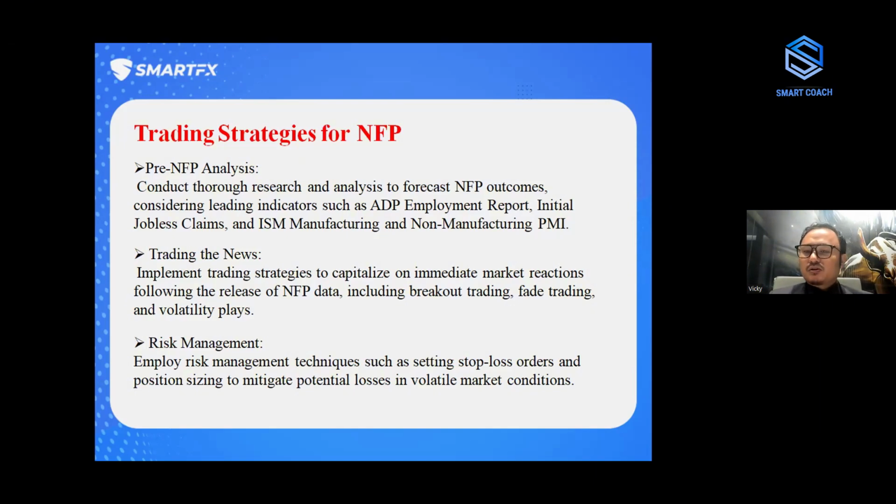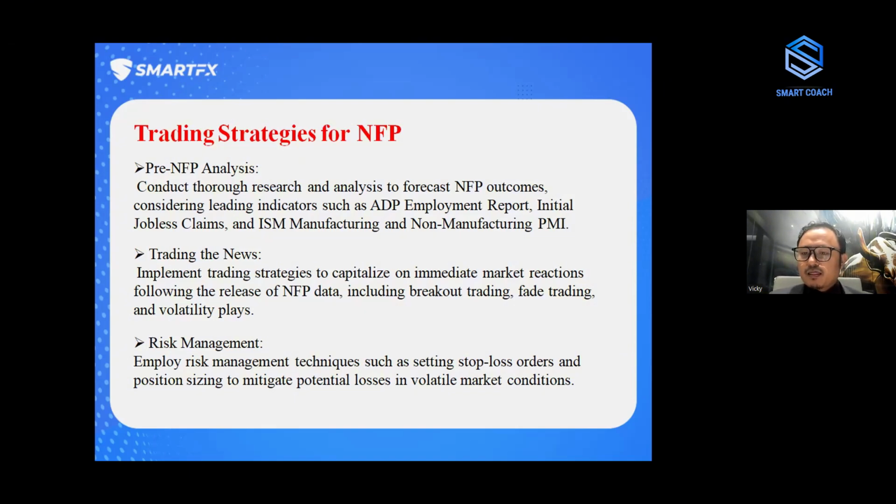As I already told you, you don't have to be there in the market immediately, like 1-2 seconds. When they actually release the news about the NFP, you can trade later, like half an hour or 1 hour later, because the market will definitely react. For example, breakout trading, fade trading.